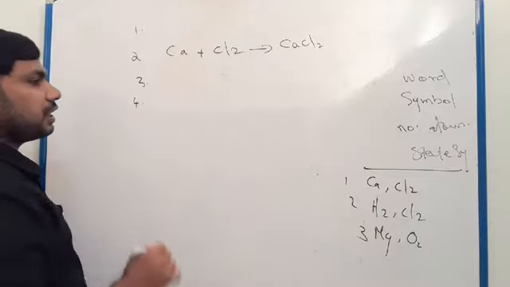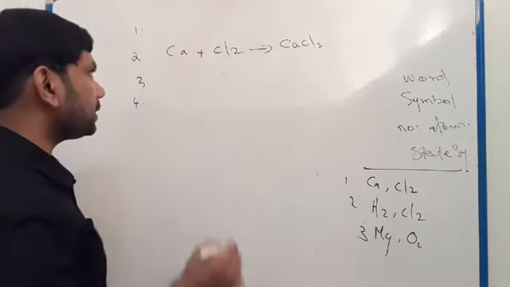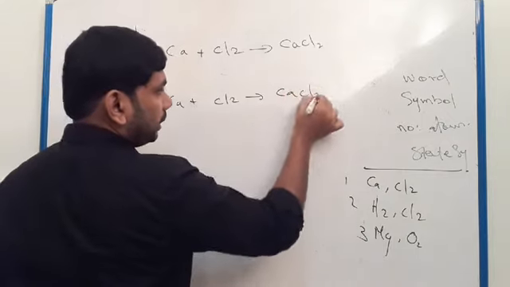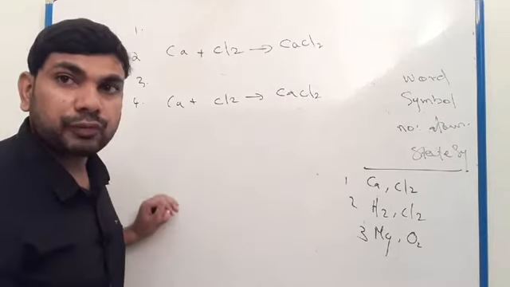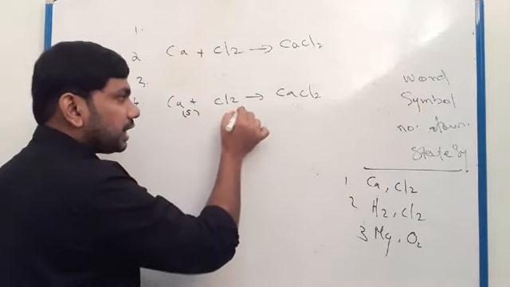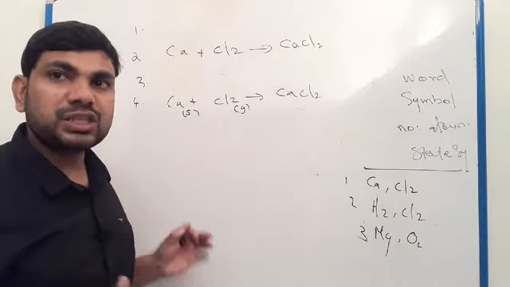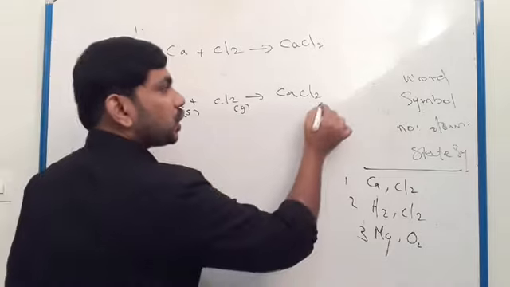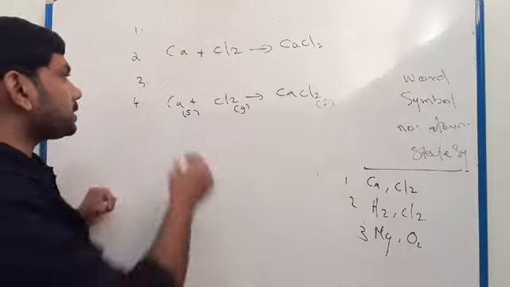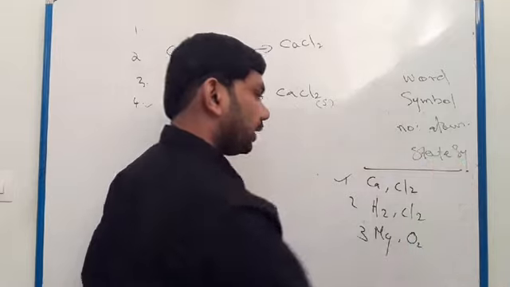Fourth step, here we have to add state symbols. Calcium plus chlorine giving calcium chloride. Calcium is a metal, so which state is it? It is solid state. Chlorine is gaseous state. Calcium reacted with chlorine gives an ionic compound, so it is solid state. Calcium chloride, solid state. So this is the balanced equation for calcium reacted with chlorine to form calcium chloride.